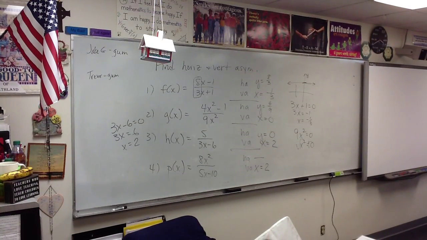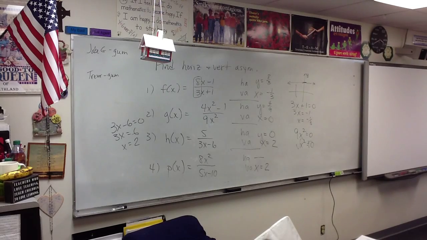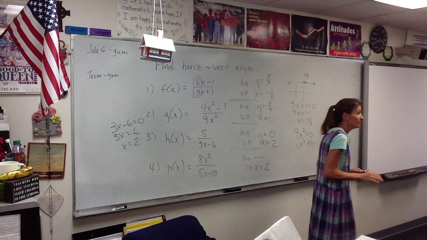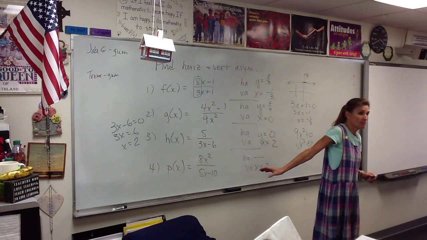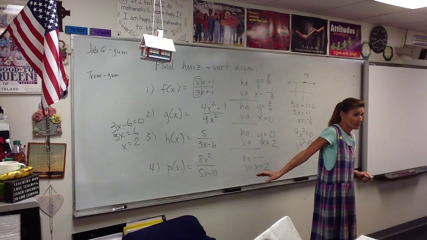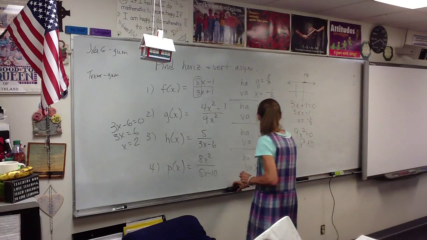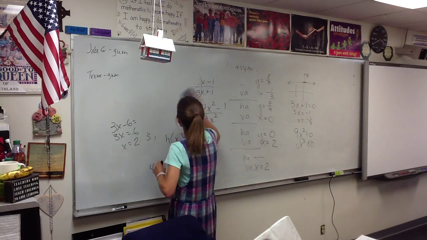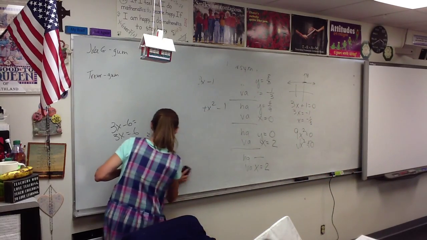Okay, so far we've got 2 parts to the quiz, right? What's the first part we talked about? Domain. You're going to have to be able to find domain. We got rules for that. Second part is you're going to have to be able to find asymptotes. Okay? Third part is you're going to have to be able to answer questions like this.